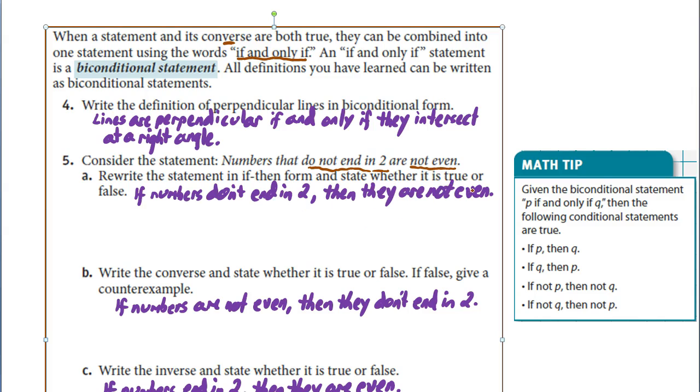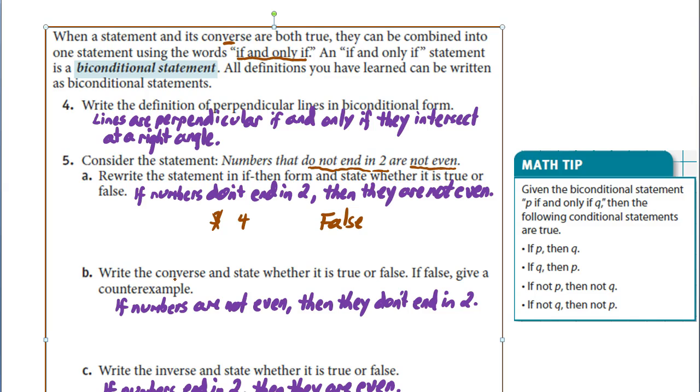Now we're supposed to indicate whether this is true or false. Okay, let's think about this hypothesis. If numbers don't end in 2, maybe a number ends in 3, then they are not even? Yeah, okay. But what about this example? A number that ends in 4. If numbers don't end in 2, like one that ends in 4, then they are not even? Well, no, this is even. So this statement is false. And our counterexample is to think of a number 4.